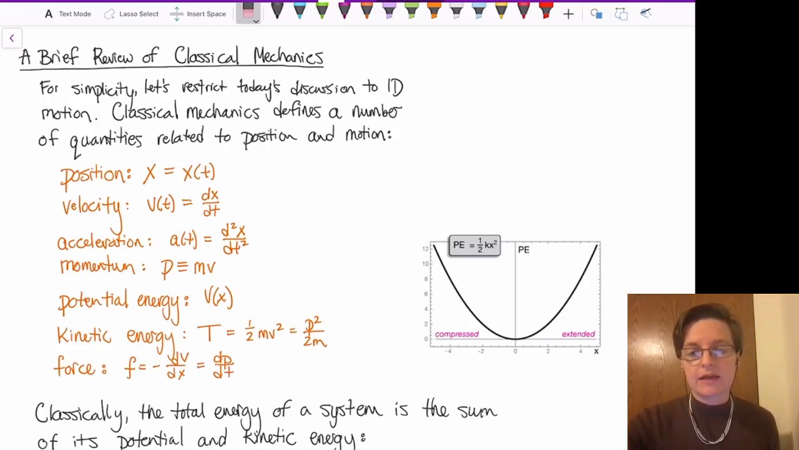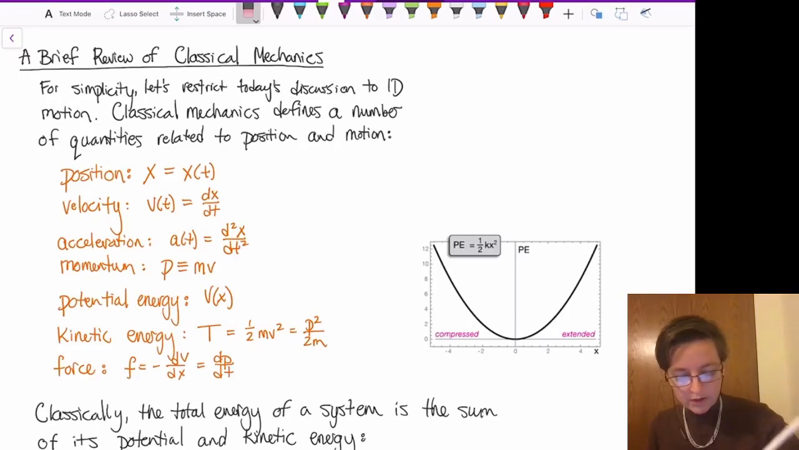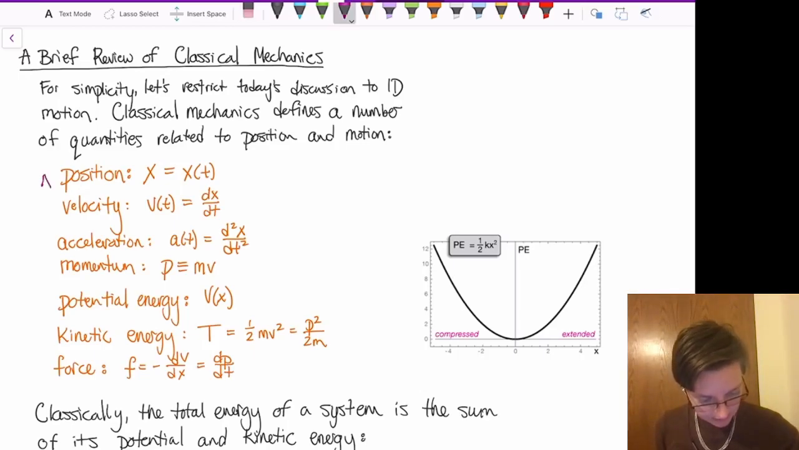And so some of the things that I hope that we remember or that is being refreshed right now for us in terms of classical mechanics is the different quantities that you might see in a course. One of those really important quantities is position. Position is denoted using the variable x. And sometimes if we want to talk about how the position of a particle might change over time, we'll use these little parentheses and put a t inside to indicate that the position of a particle can change as a function of time.